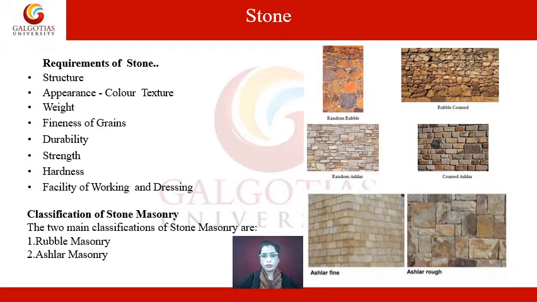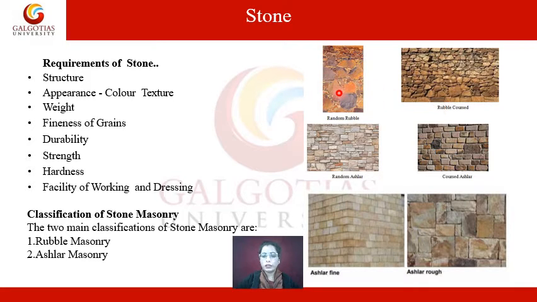So let's start with the stone. As we all know, stone is a naturally available material. Here are given two main classifications of stone masonry: first one is rubble masonry, second is ashlar masonry. Here are some examples of rubble masonry and ashlar masonry. This is an example of random rubble masonry, and this is an example of coursed rubble masonry.